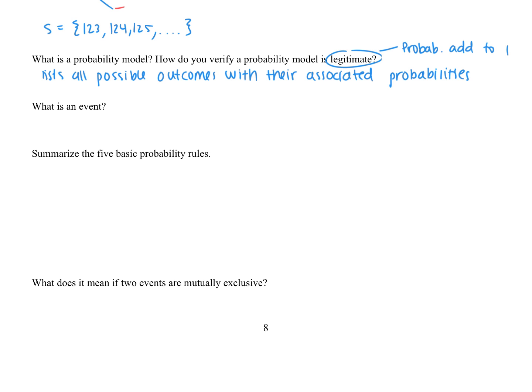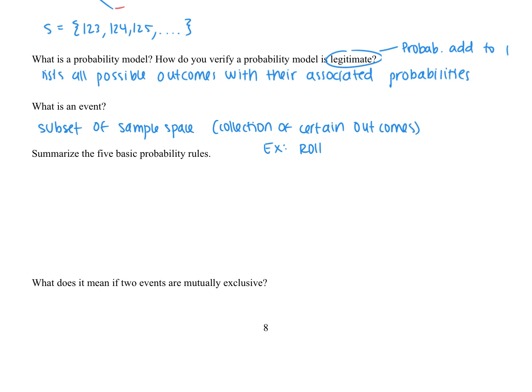Okay, what is an event? An event is a subset of the sample space. So it's a collection of certain outcomes. So for example, I could ask, what is the probability of the event that when I roll a die, I roll an odd number? Odd number is an event then. It has some collection of all the possible outcomes. In this case, 3 of them: 1, 3, 5.